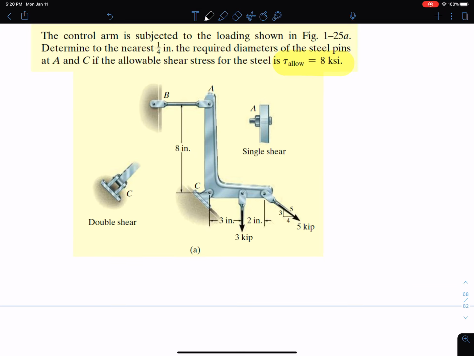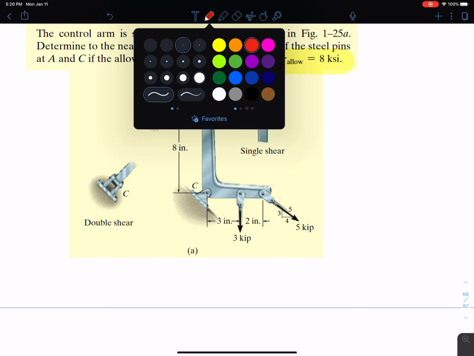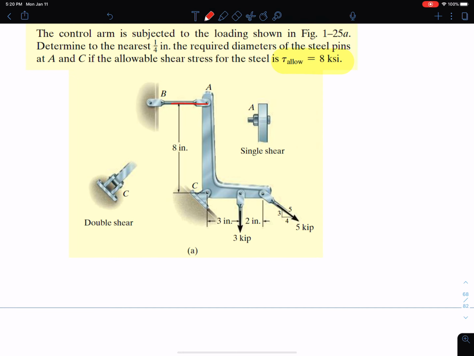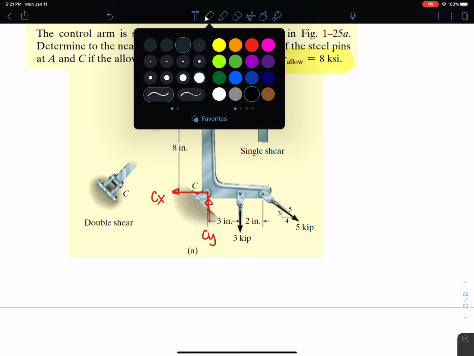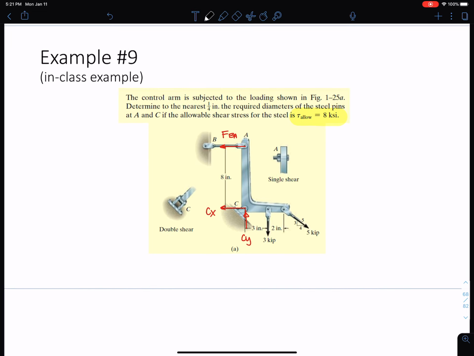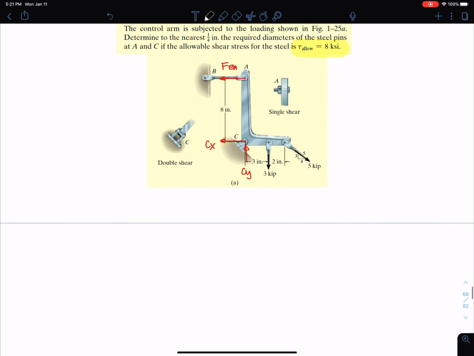Okay, so of course the first thing I'm going to do, I'm going to go ahead and right on this picture draw my FBD. I have some force here, BA. I have a pin here, Cy, Cx. I have 3 kips and I have 5 kips, right? So the first thing I need to do is solve for the reactions to figure out what's happening in this system.